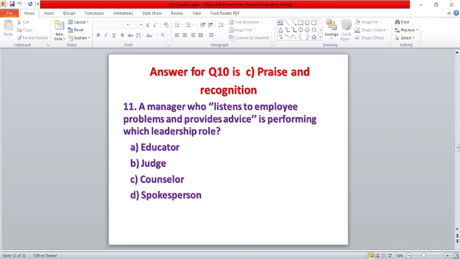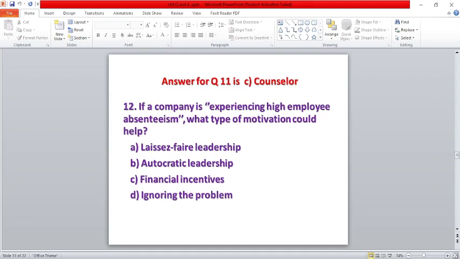Question number 11. A manager who listens to employees' problems and provides advice is performing which leadership role? A. Educator. B. Judge. C. Counselor. D. Spokesperson. The answer for this question is C. Counselor.